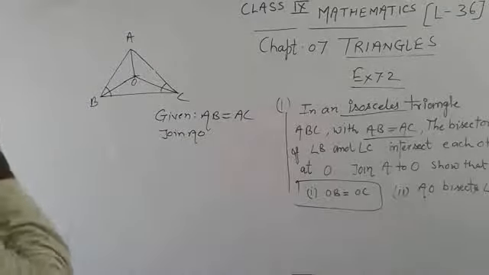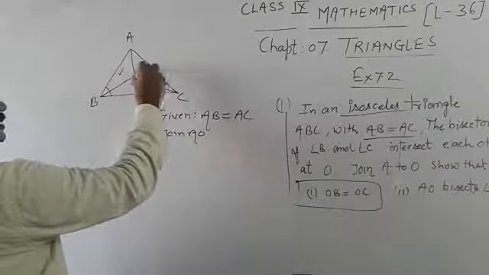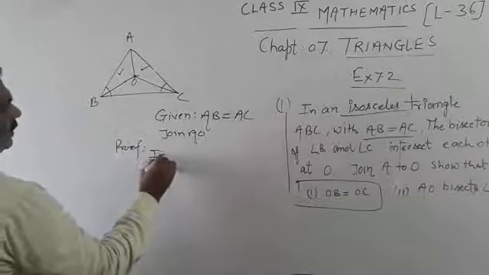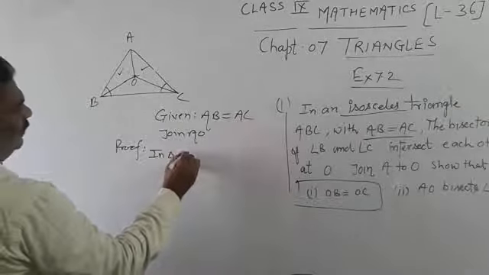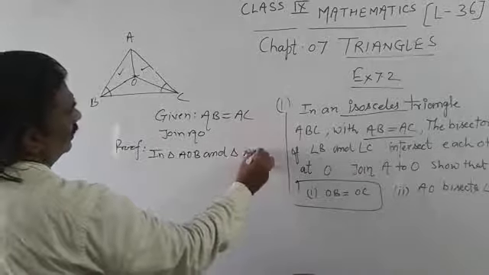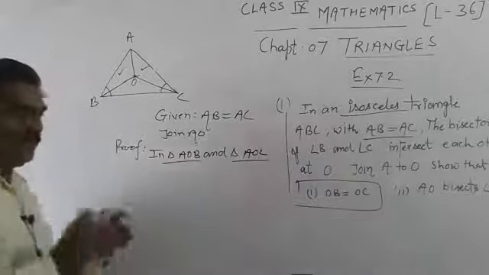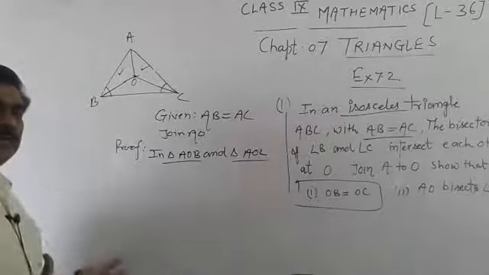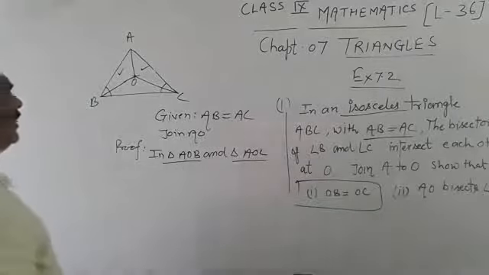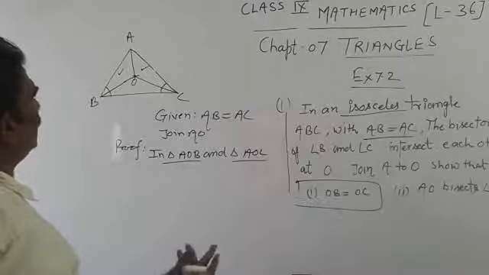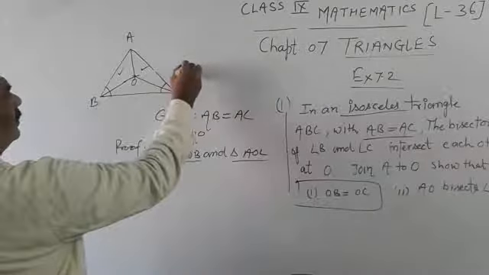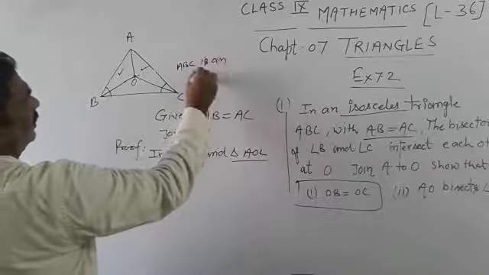So students, we have two triangles, left side and right side. For the proof, in triangle AOB and triangle AOC, we have two triangles and we will compare equal angles and equal sides in these two triangles. So students, it is clear that ABC is an isosceles triangle.